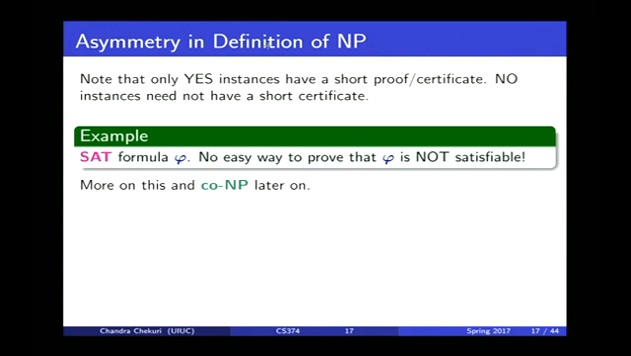NP is asymmetric in that way, right? NP is saying that for the yes instances, the verifier is efficient and has a short proof. For no instances, there is no guarantee. So there's an asymmetry in the definition of NP, and so NP is actually not closed under complement. That means that if a problem is in NP, it doesn't mean the complement is in NP. In fact, the complement is called co-NP. I won't go into this, but if we have time, we'll see.